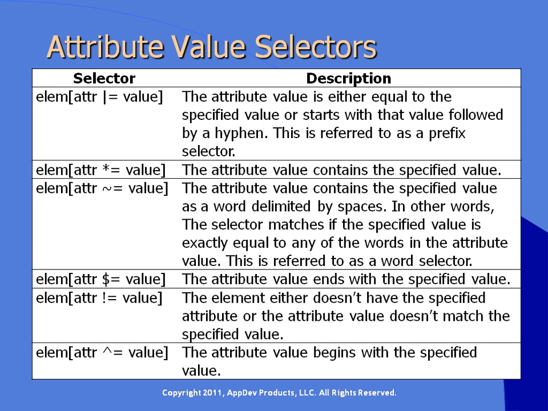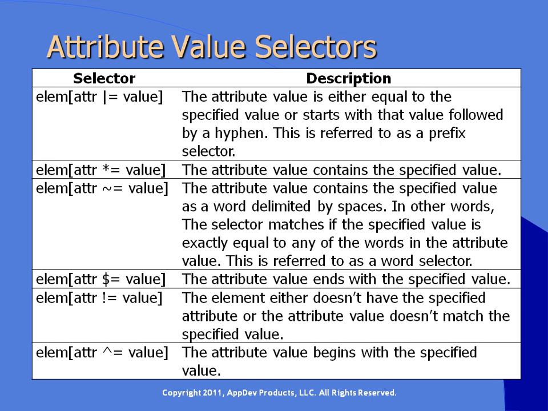The next option lets you say that the attribute value contains the specified value as a word delimited by spaces. The nice thing here is that the selector is going to match if the specified value is exactly equal to any of the words in the attribute value. And this is a word selector because very often you have an attribute value that consists of various words. And you don't have to worry about creating a string that has a space in the right place, or whether it should have a space at the beginning or the end or anything like that.